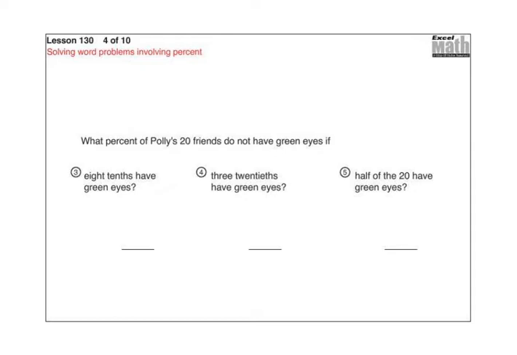All right, what percent of Polly's 20 friends do not have green eyes if 8/10 have green eyes? So if 8/10 have green eyes, what fraction do not have green eyes? 2/10. What's that equal to in hundreds? 20 hundredths. That's pretty easy, right? So the answer is 20%.